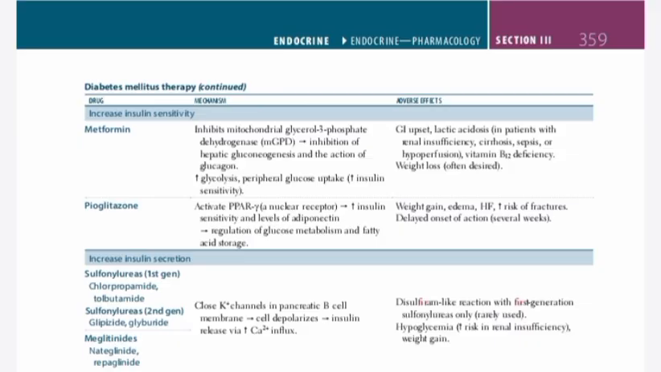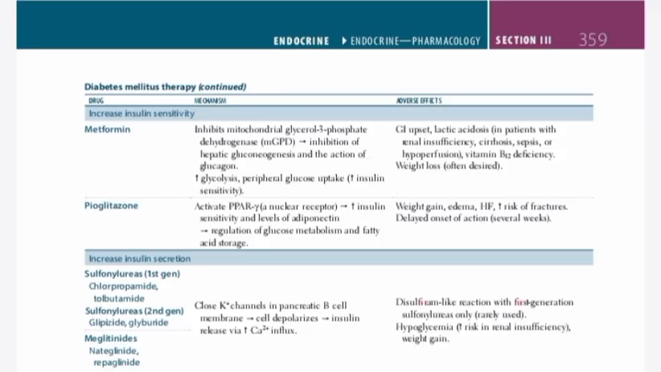Metformin inhibits mitochondrial glycerol 3-phosphate dehydrogenase. It inhibits hepatic gluconeogenesis and it inhibits the action of glucagon. So in short, it acts on liver to inhibit hepatic gluconeogenesis, and it acts on adipose tissue and skeletal muscle to increase insulin sensitivity, peripheral glucose uptake, and increase glycolysis.